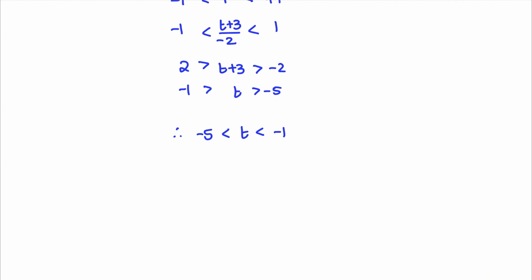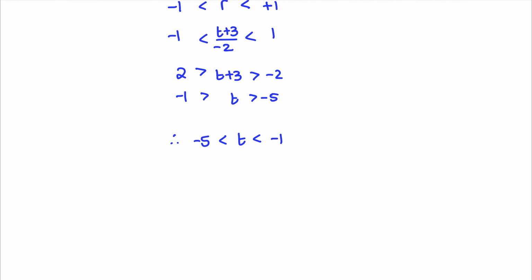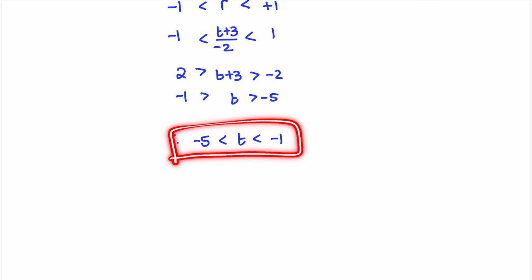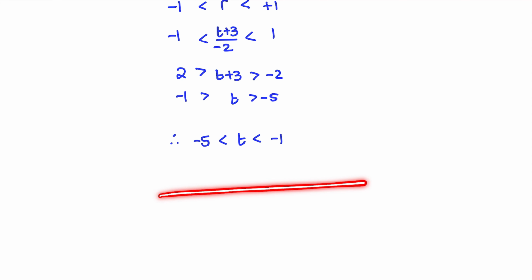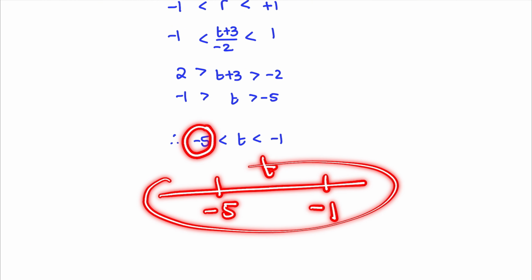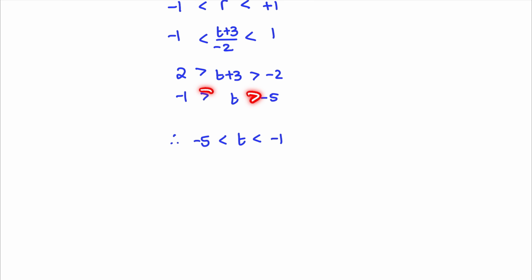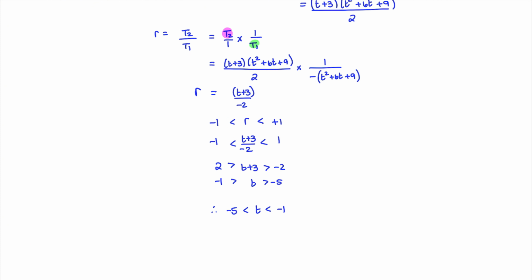And it's good practice in paper 1 to write this in the correct order. And what I mean by correct order is you always have your lowest value on the left, and that is -5, and your higher value on the right. So imagine that you are presenting information on a number line. That is why we want to change this inequality into the correct order. So for this series to converge, t needs to be between -5 and -1.